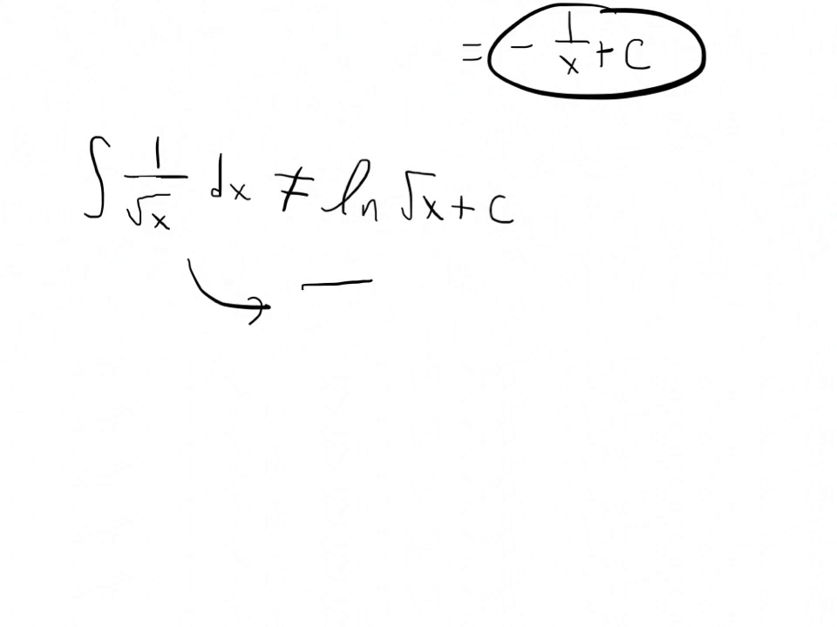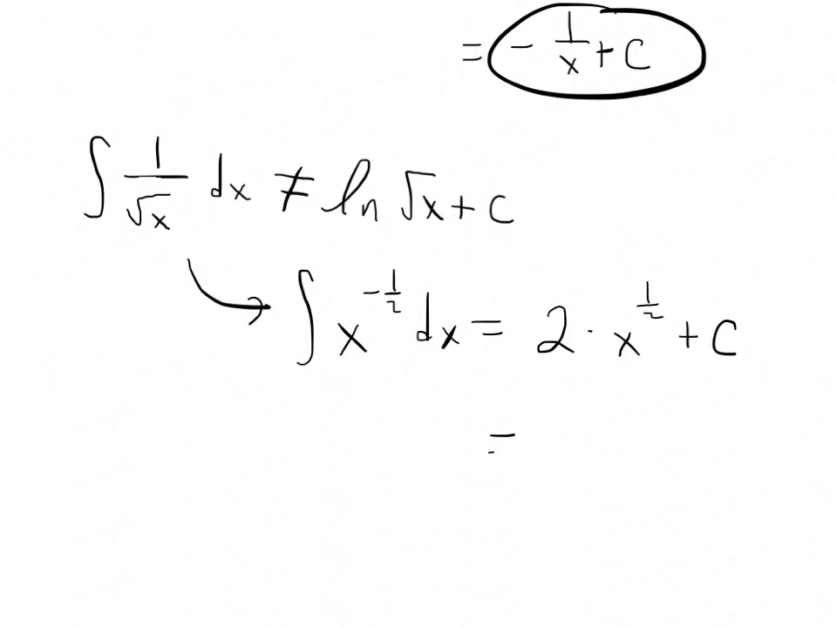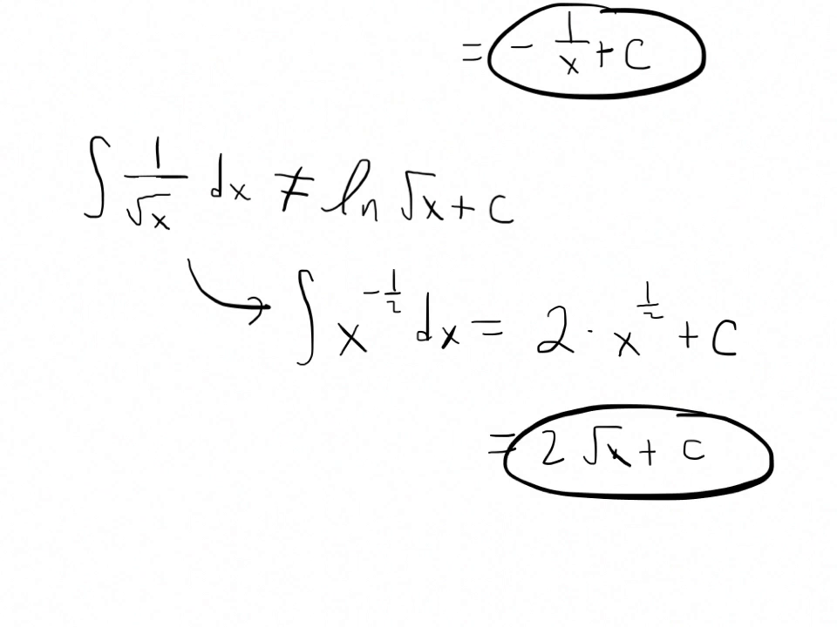You would rewrite it as the integral of x to the negative 1/2 dx. Then you would increase that power by 1. That would make it 1/2. You do the reciprocal of that times x to the 1/2 plus c. You get 2 root x plus c. That is the antiderivative of 1 over the square root of x.